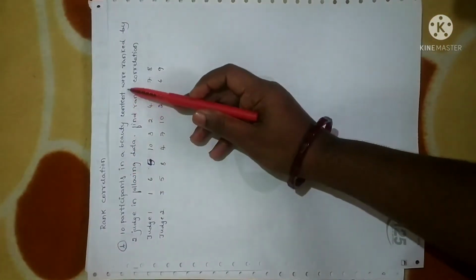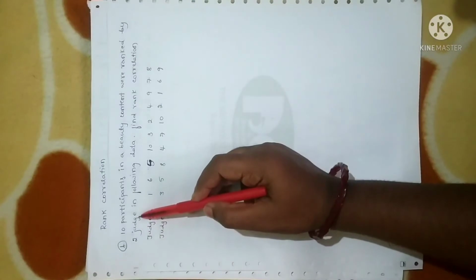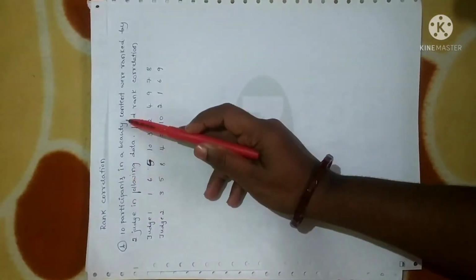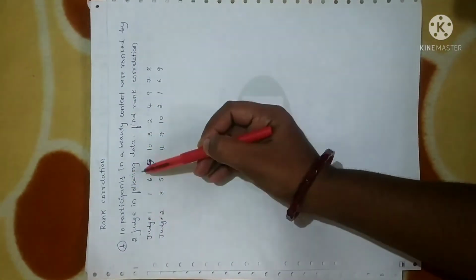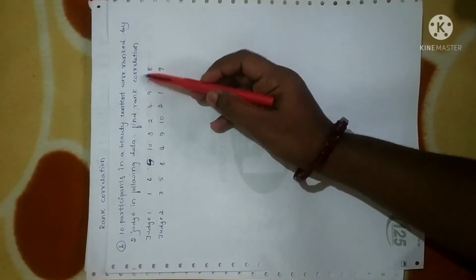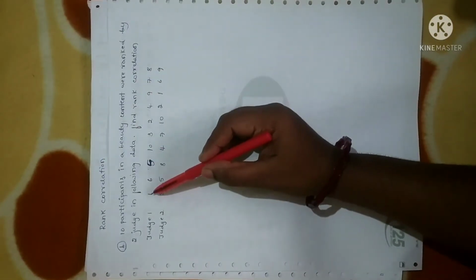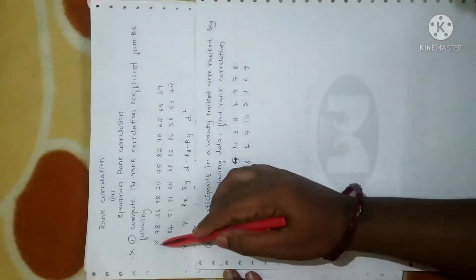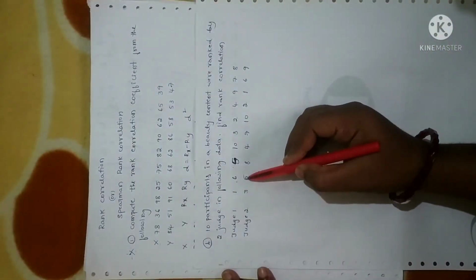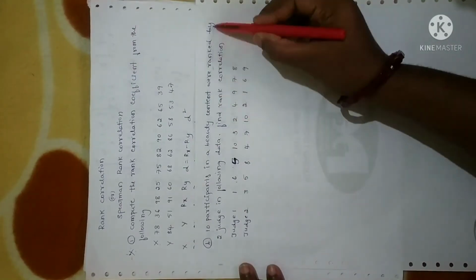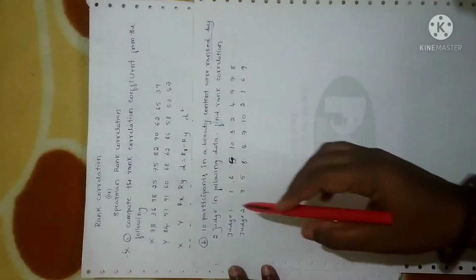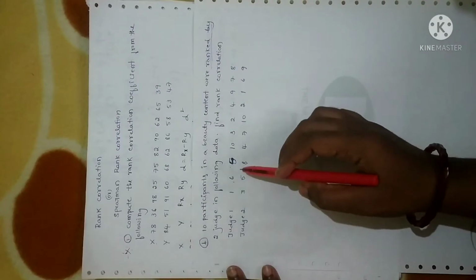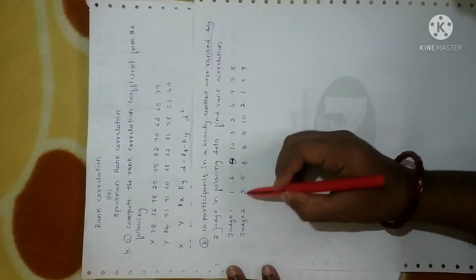10 participants in a beauty contest were ranked by 2 judges in the following data. Find the rank correlation. Now you can clearly note that here the ranks are given. Meaning is, instead of x and y values, rx and ry values are given. Why? Because it is clearly mentioned in the problem. Ranks given by the judges are directly given to us. So we have to take this as rx and this as ry.